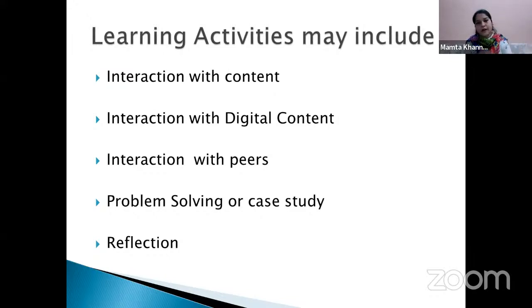Now after the lockdown, when we have come back to our classes, we are taking lots of digital content, right? Which involves videos, audio, graphics. So what avenues are you creating for them to interact with the digital content?